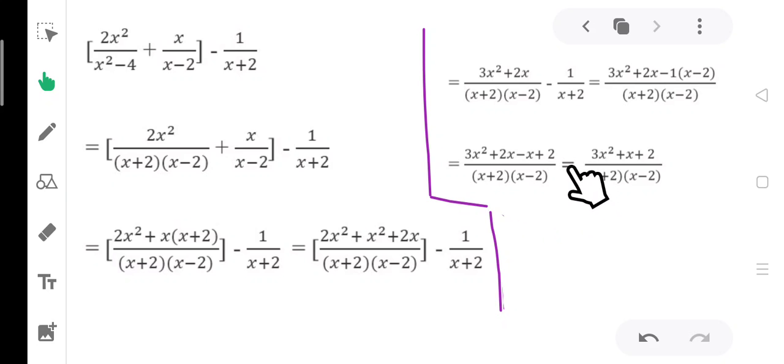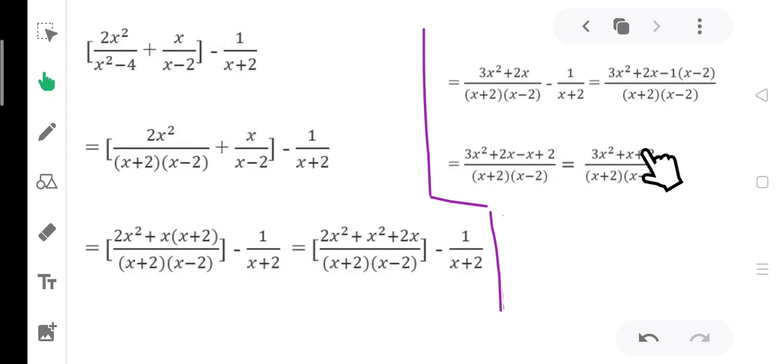Then equals, combining like terms, we have 2x and negative x, that becomes x. So just copy 3x squared, and positive 2. Combining 2x and negative x, this is x. All over x plus 2 times x minus 2.